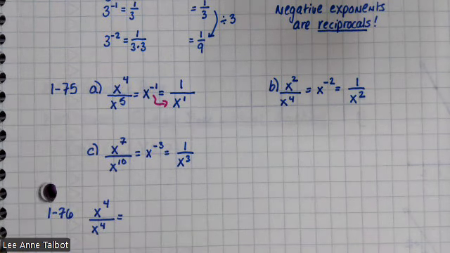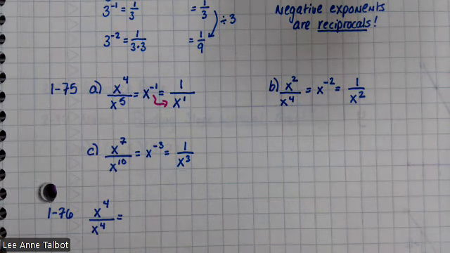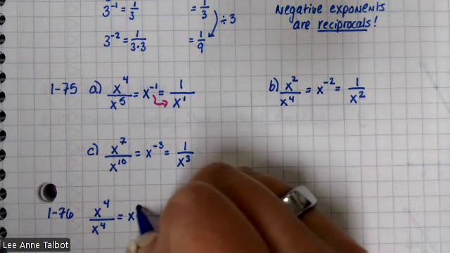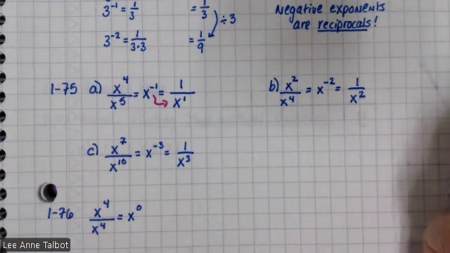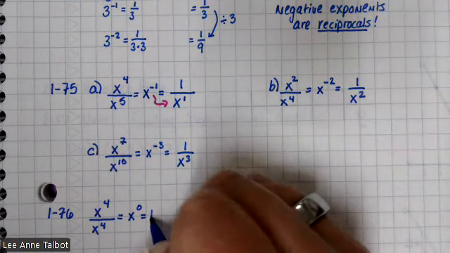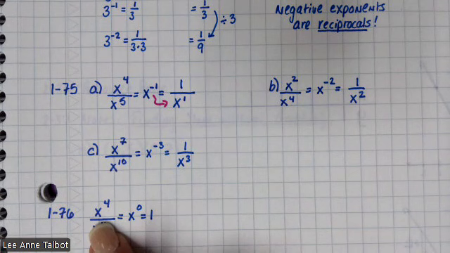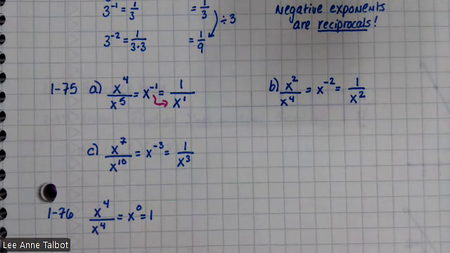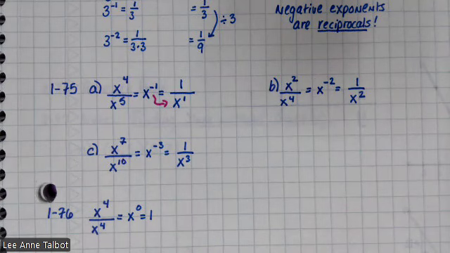Okay, last one in the notebook, but don't put your notebook away because I'm hoping to stamp things. What's 4 minus 4? And what's x to the 0? 1. And you should be able to tell that it's 1 because we could cross all of those out and make giant ones. Okay, scoot your notebook aside, grab the pink paper.